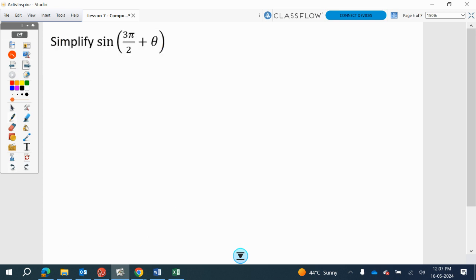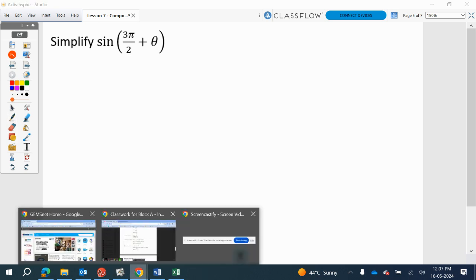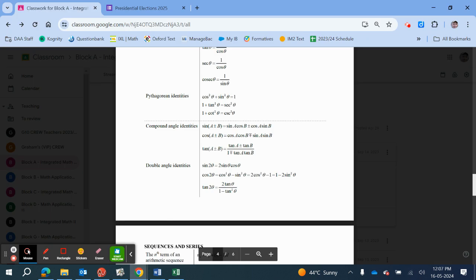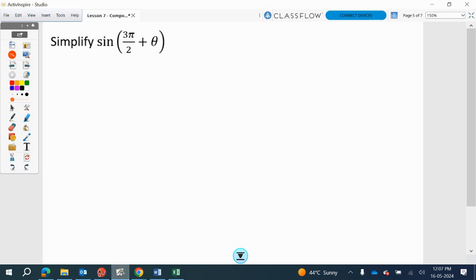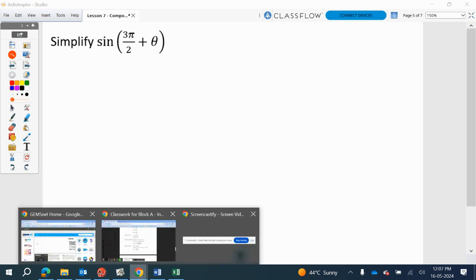All right, so let's have a go at this question. Open up your formula booklet. Go to your formula booklet on the Google Classroom, find the compound angle identities. With that in front of you, open up this and simplify. It doesn't take long.